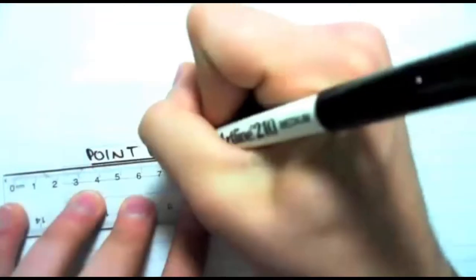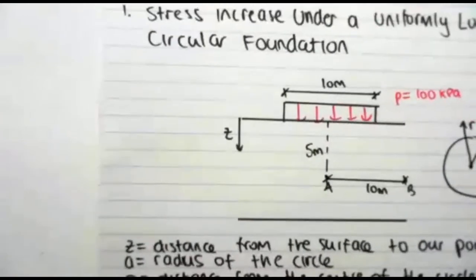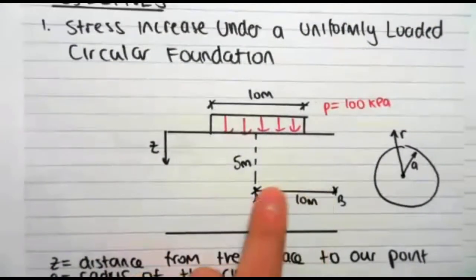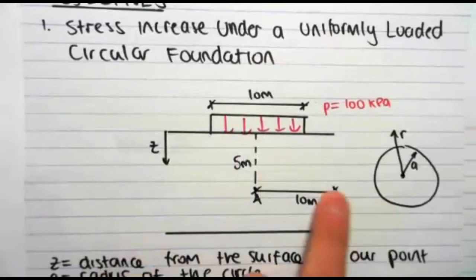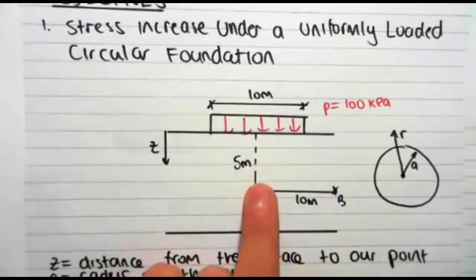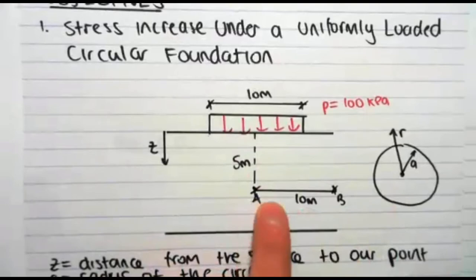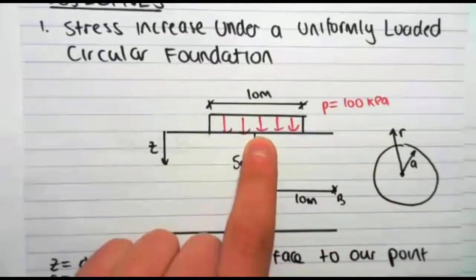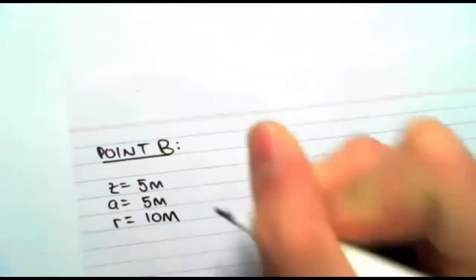So point B, Z is still 5 meters. A is still 5 meters. So Z and A aren't changing. The only thing that's changing is R, which is now 10 meters. We're 10 meters away from the center of our circle. So Z is still 5 meters. The depth is still 5 meters. A, the radius, doesn't change. It's still 5 meters. But R is now 10 meters.